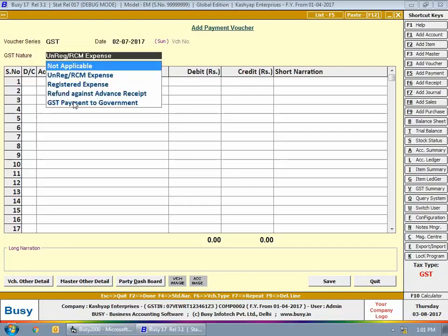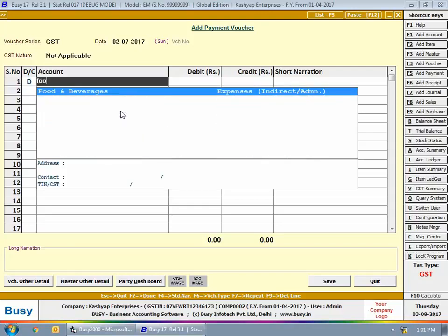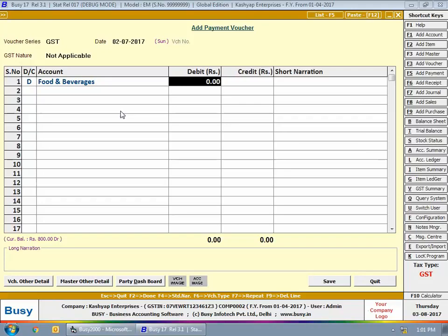Here we have taken the GST nature as not applicable and we are debiting the food and beverages account. So you can see in the earlier transaction we have taken the GST nature as unregistered RCM expense, but in this transaction we have taken the GST nature as not applicable with the same account, food and beverages. Here we are assuming that we have ordered food from a big restaurant which is a registered dealer, and the bill you have got already includes the GST amount. So in case of purchases from a registered dealer, you are not liable to pay RCM to the government as the tax is already charged by the service or goods provider.